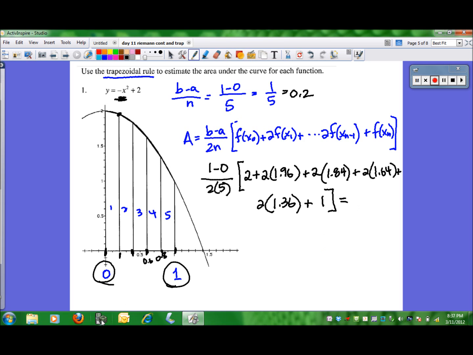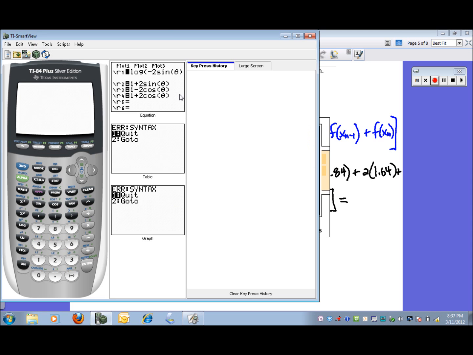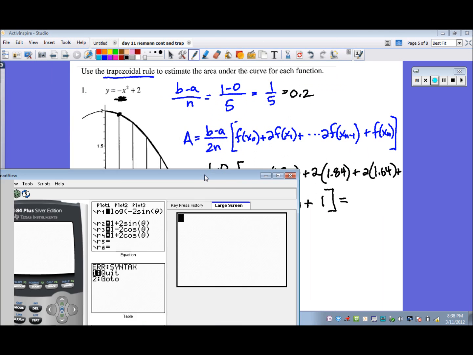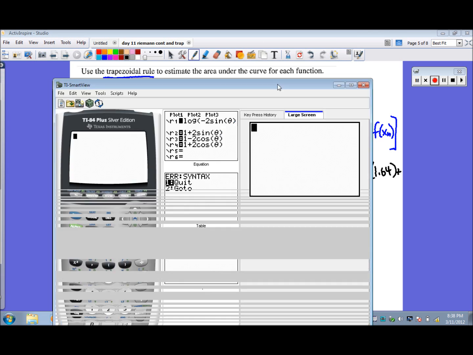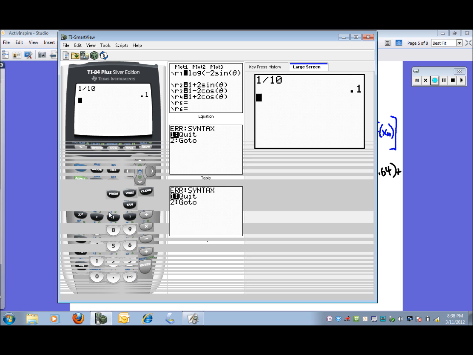Now we have to calculate all that. So we're going to use our calculator. I expect you to be able to use your calculator to do this. And when we calculate all that, we just go right into our home screen, clear it all out, put the large screen up there, and you can see that we can do this. And what I do is I'll do 1 divided by 10. We know that that's that, times your second answer times, and then the rest is in the parentheses.